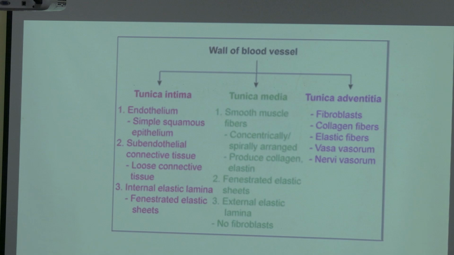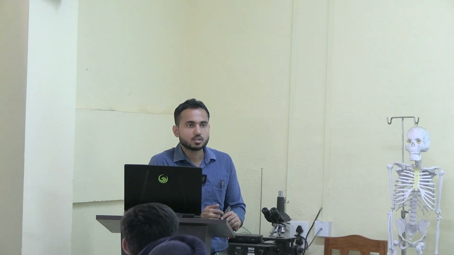So in the innermost layer, first lining epithelium is present. Now what is the lining epithelium? It is the endothelium. Now what is endothelium? It is nothing but the simple squamous epithelium. Endothelium is the example of simple squamous epithelium. Mesothelium, where it is present? Yes, the peritoneum covering.